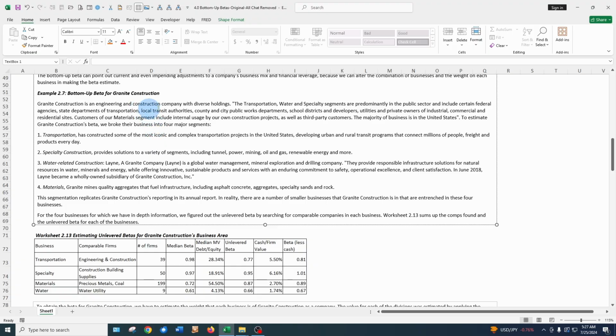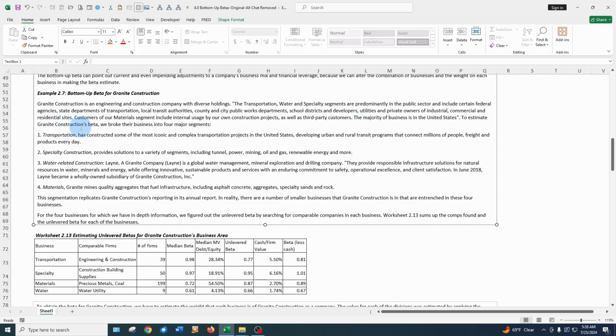Granite Construction is an engineering construction firm with diverse holdings. The transportation, water, and specialty segments are predominantly in the public sector and include certain federal agencies, State Departments of Transportation, local transit authorities, county and city public works departments, school districts, and developers, utilities, and private owners of industrial, commercial, and residential sites. Customers of their materials segment include internal usage by their own construction projects as well as third-party customers. The majority of business is in the United States.